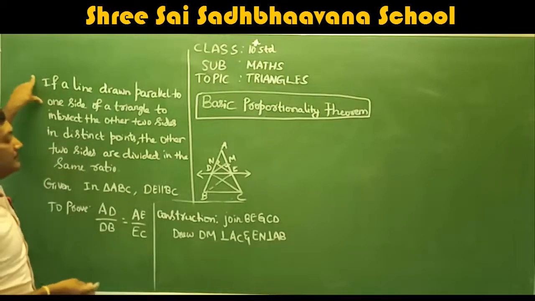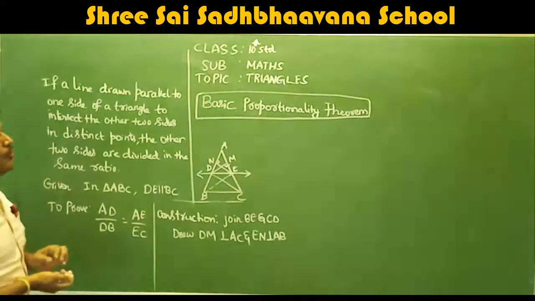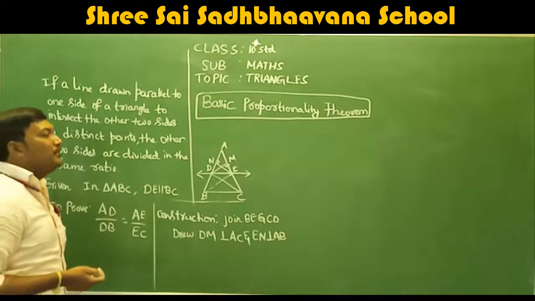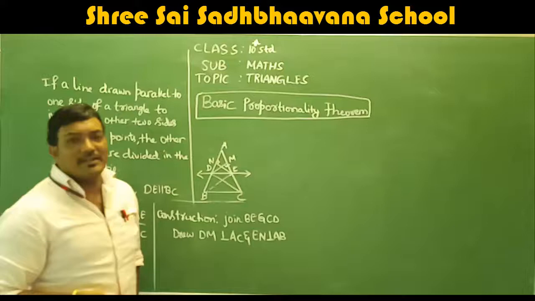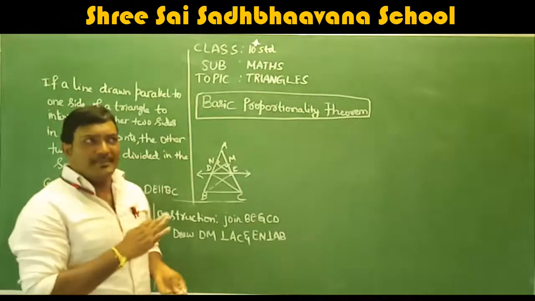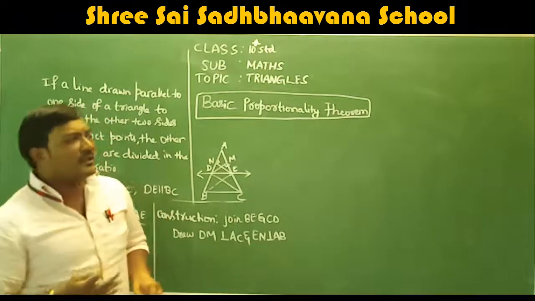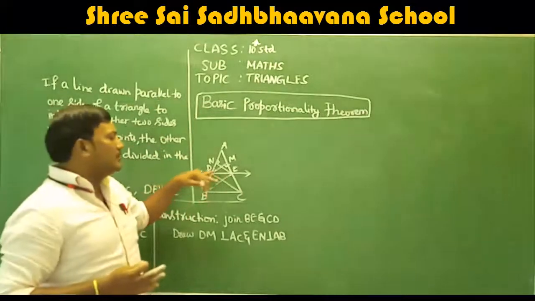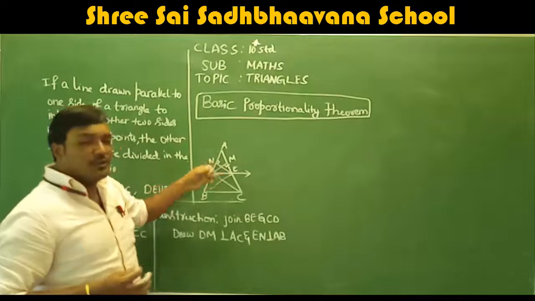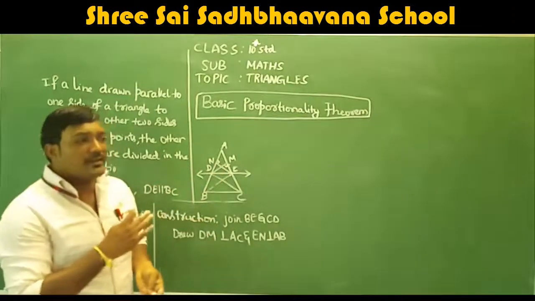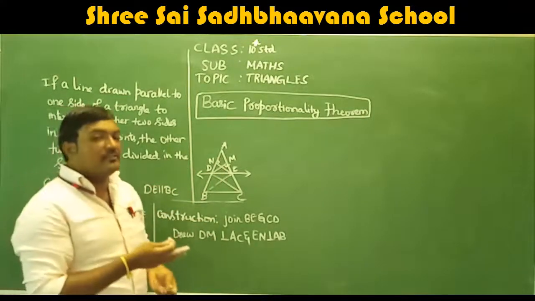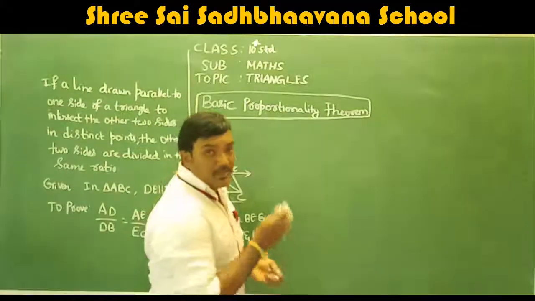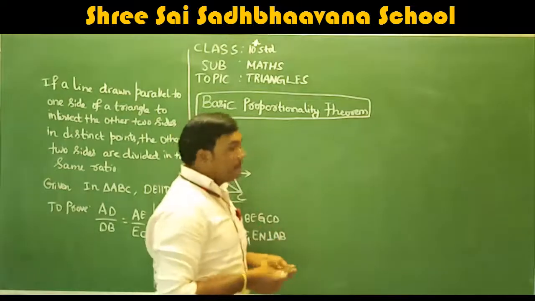Okay. Before going to the proof of this theorem, you have to know some basic properties of the areas of triangles. What are the things we are going to do in this theorem, basically what property of areas of triangles we are going to apply? Let me explain that first. Then we will go to the concept.